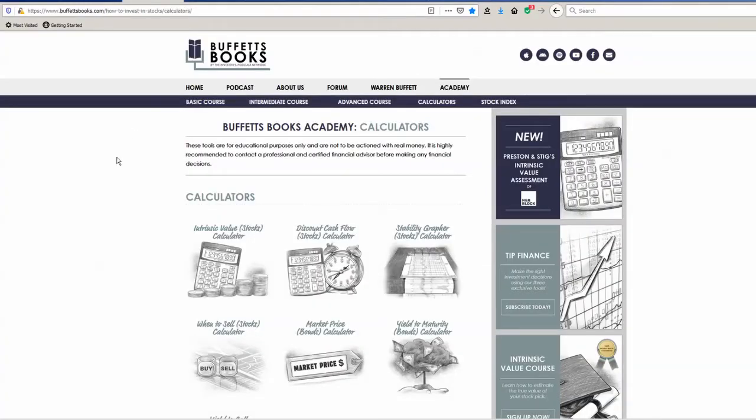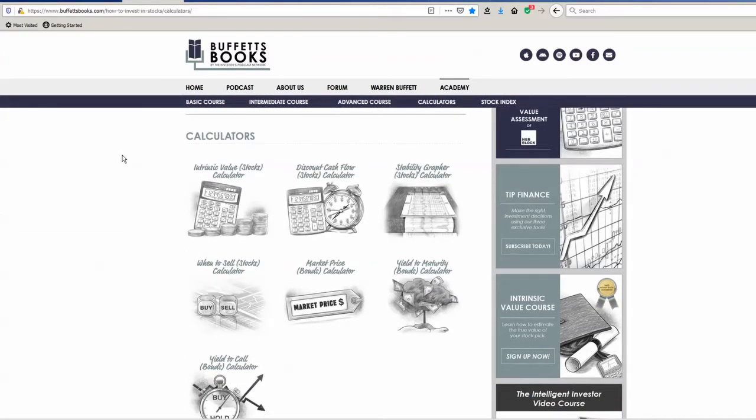Now the third one is perhaps a bit more of a left field one, but for me in terms of calculations, it's absolutely fantastic, and it's the buffettsbooks.com website. And you can see the link, which is buffettsbooks.com. And I'll put that in the description below about the links to all of these. And I've got a calculators page.